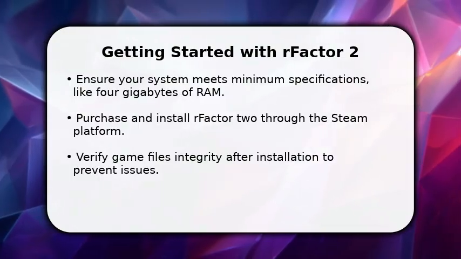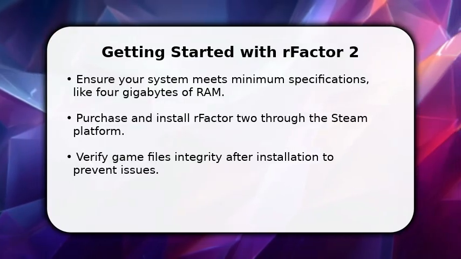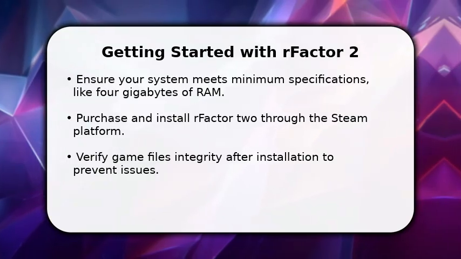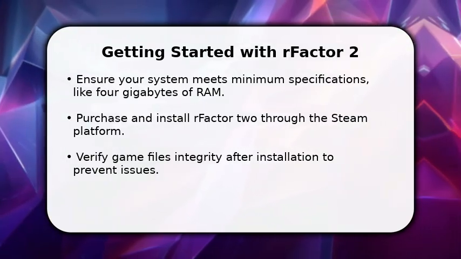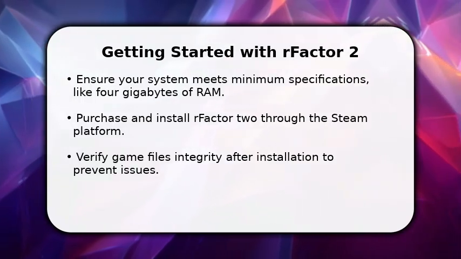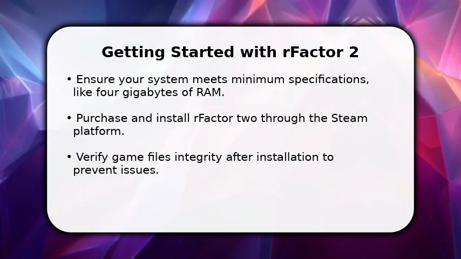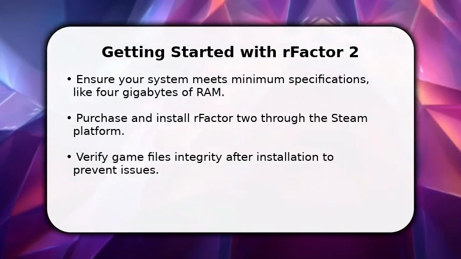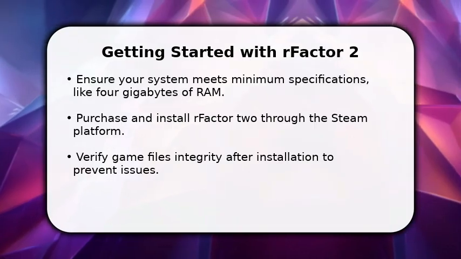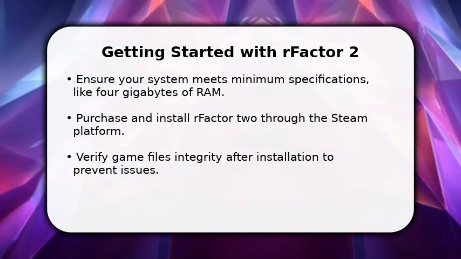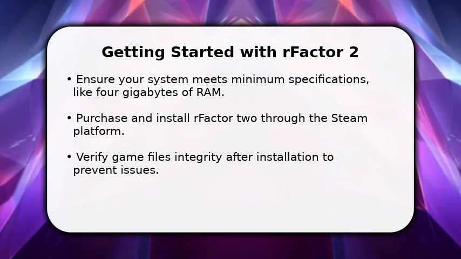In this video, I will explain how to start RFactor 2. First, confirm your computer meets the minimum system requirements, such as a 2.8 GHz processor and 4 GB of RAM. Next, acquire RFactor 2 from Steam, then install it. After installation, it is crucial to verify the game files through Steam to ensure everything is correctly set up. This step helps prevent common launch problems and ensures a smooth initial experience.